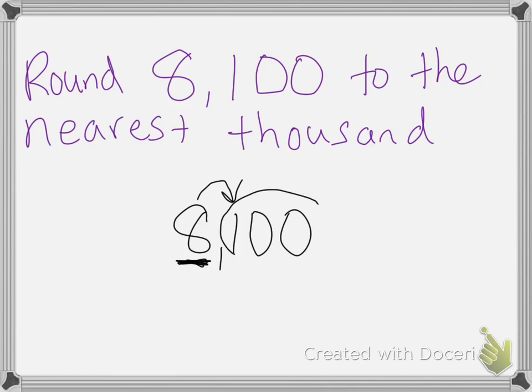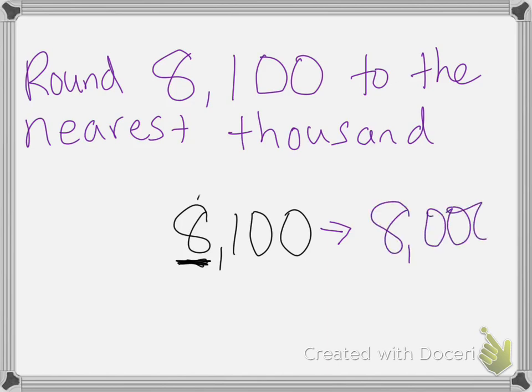So I can look at 100, and I know that 100 is less than half of 1,000. So it's less than 500. So I know that I'm going to round this number and keep the 8 the same. So 8,100 rounded to the nearest thousand is going to be 8,000. Because 8,100 is closer to 8,000 than it is to 9,000.